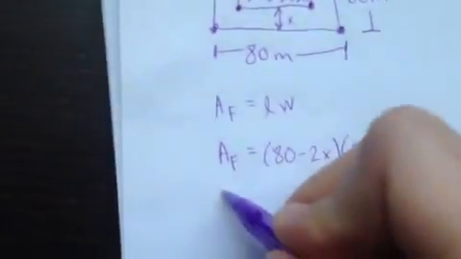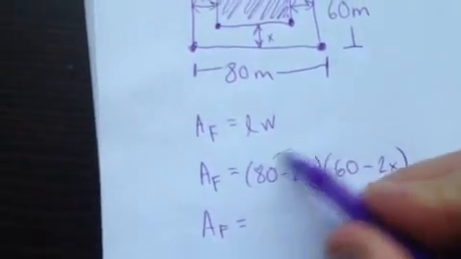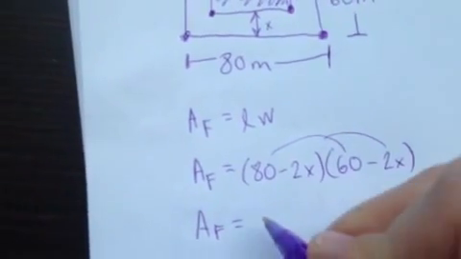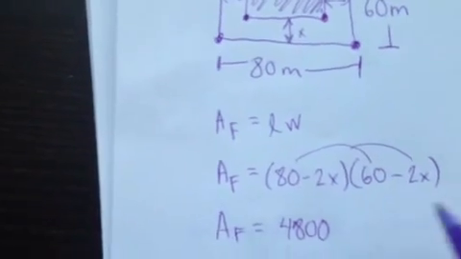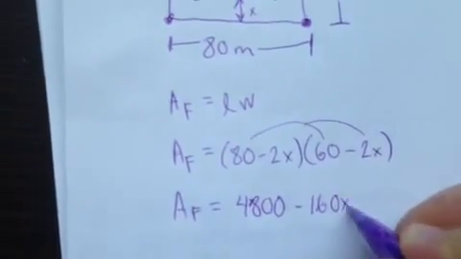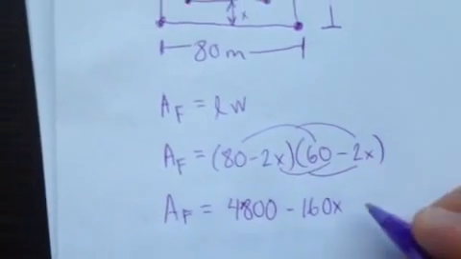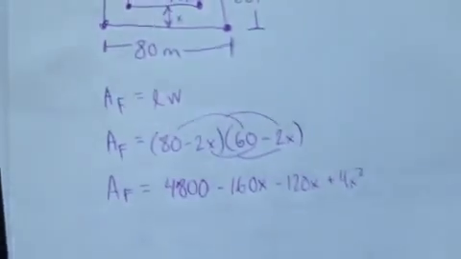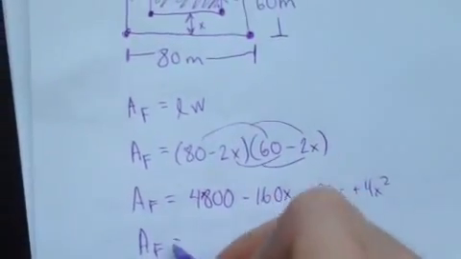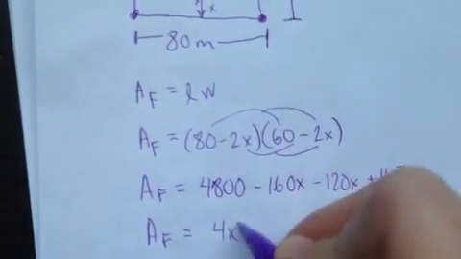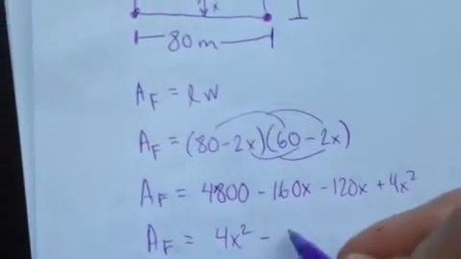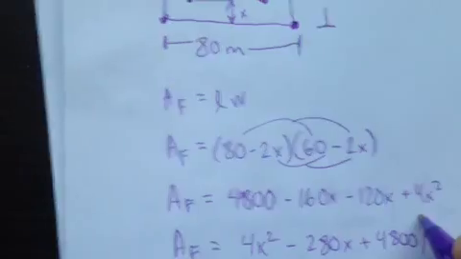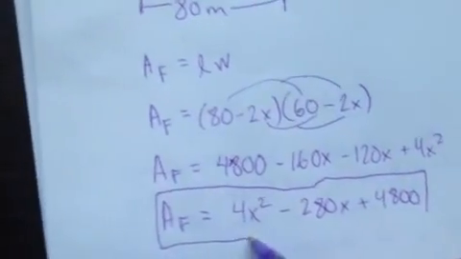And of course I can expand this out so that it's already in standard form for us, because I'm going to have to do that later on anyways. So if I do 80 times 60, I'm going to get 4,800, and then 80 times negative 2x is negative 160x. And then I have negative 2x times both of these things. Negative 2 times 60 is negative 120x. And negative 2 times negative 2 is positive 4x squared. So I end up with this. And so the area of the factory is just going to be equal to, I'll write this in proper order, 4x squared. 160 minus another 120 is negative 280x. And then plus 4,800. So this is the area of the factory. Okay?